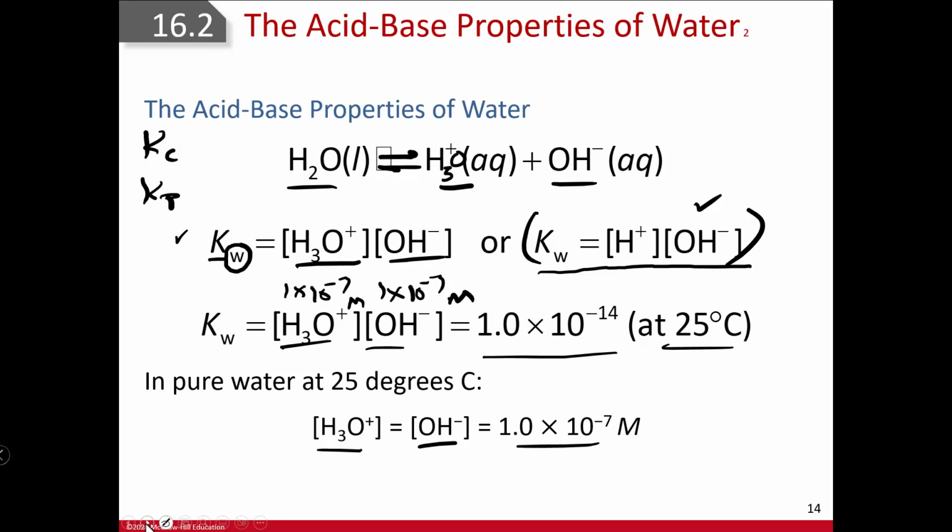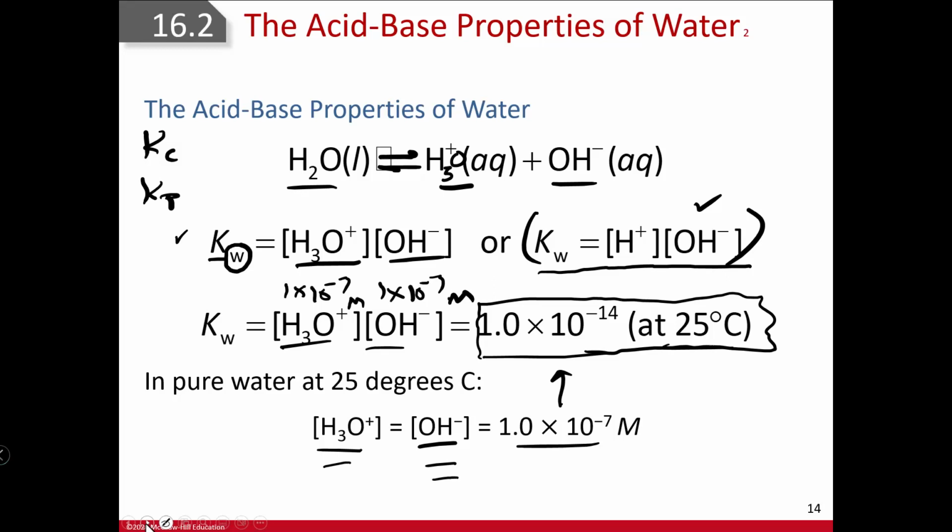All right? And when we multiply those, we add the exponents together, so that's how we get this number here at 25 degrees Celsius. So in pure water, the hydronium ion and hydroxide ion concentrations have to be the same. When we multiply those together, we get the ion product constant of water, which is 1 times 10 to the negative 14th. Really important to know.